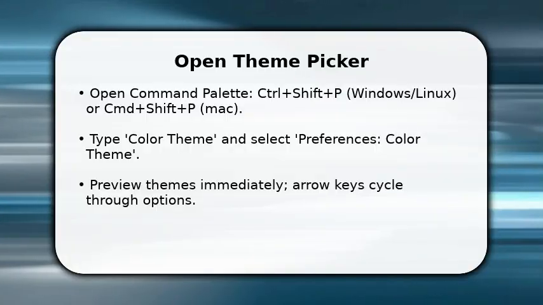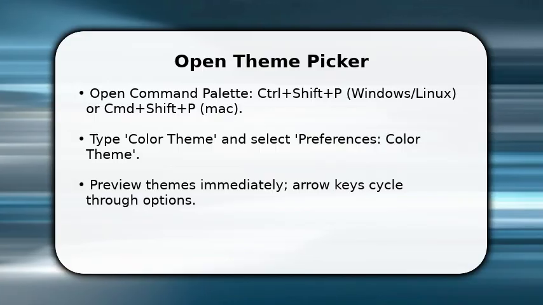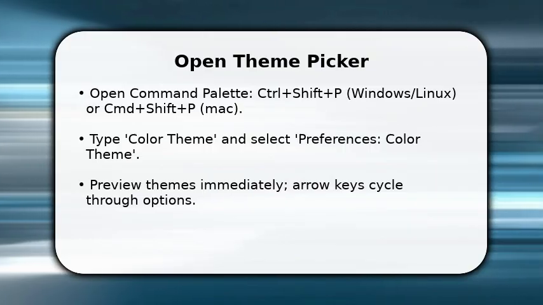You start by opening the command palette so you can change the theme quickly. Press Ctrl plus Shift plus P or CMD plus Shift plus P, then type Color Theme and choose Preferences, Color Theme. You'll see a list of themes and a live preview as you navigate. This is how you confirm visual changes without committing.